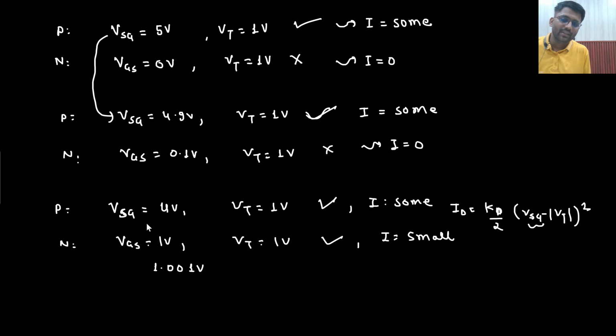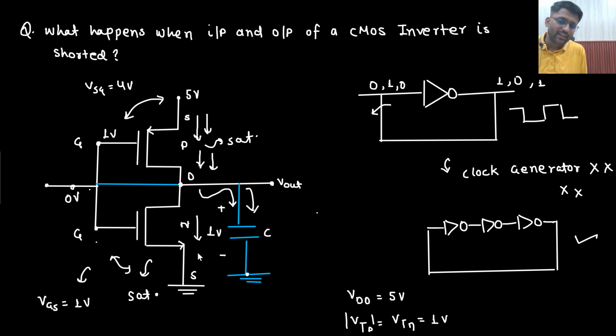But who is dominating? Here the PMOS has a very high VSG, no? Let's call this current I1 and this current I2. So I1 is greater than I2, no? I1 is much greater than I2. So the scenario is that NMOS is driving some current, and along with that, PMOS is also driving some current. Both are driving the current.